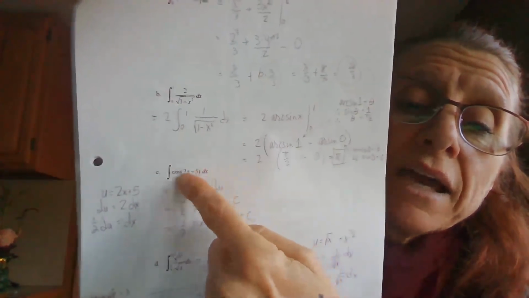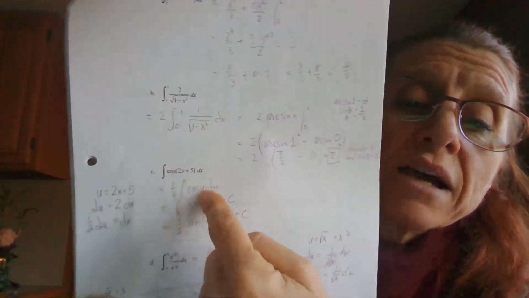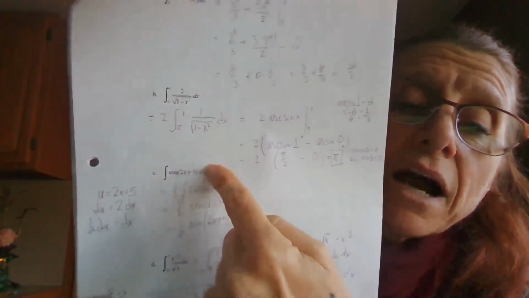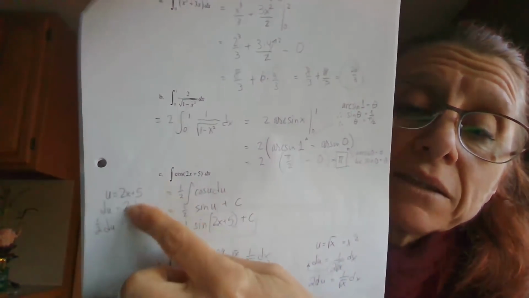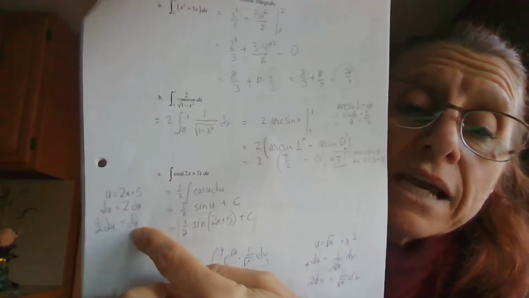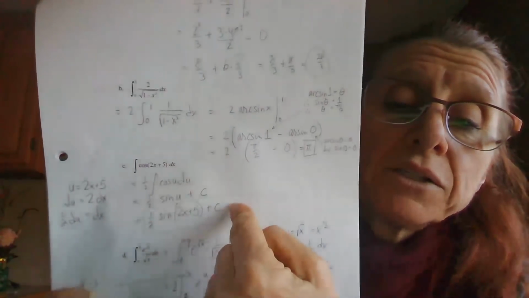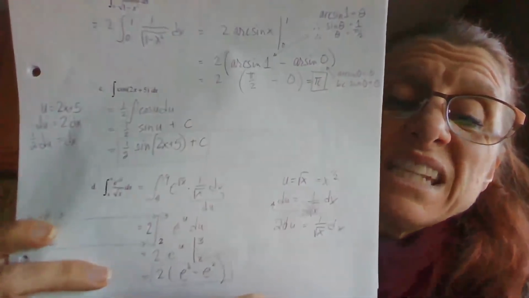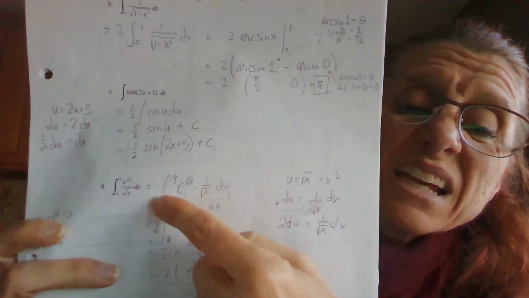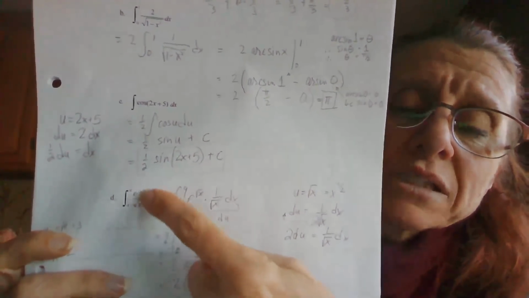Because really the only thing, if I make u 2x plus 5, then I also need to make this du. And the way that I can do that is just by taking the derivative and then solving for dx. All right, and don't forget your plus c again because there are no bounds. For d, then again, this is a nice one.